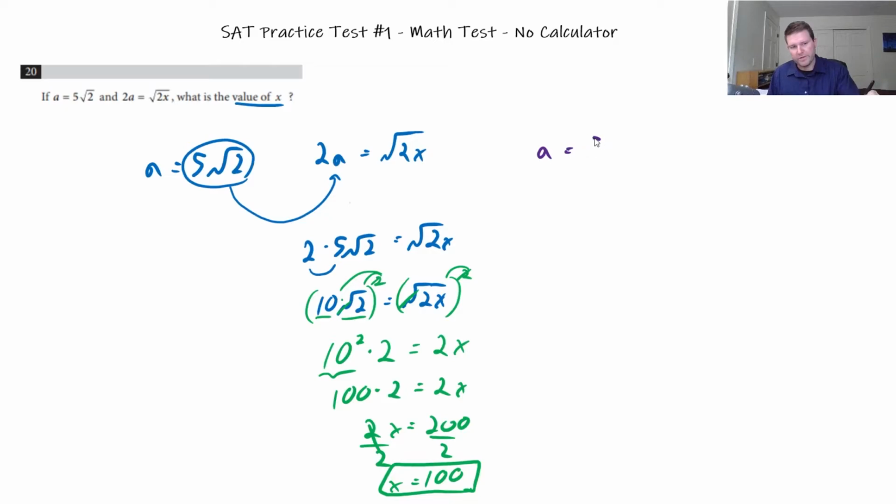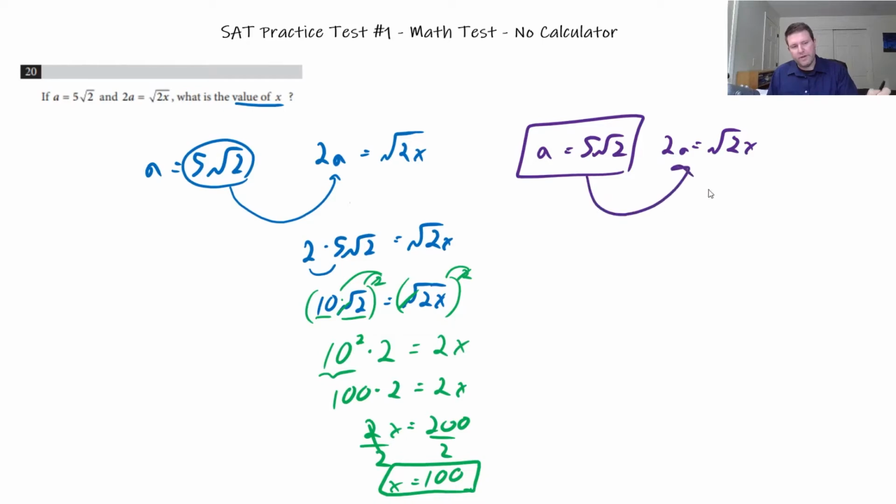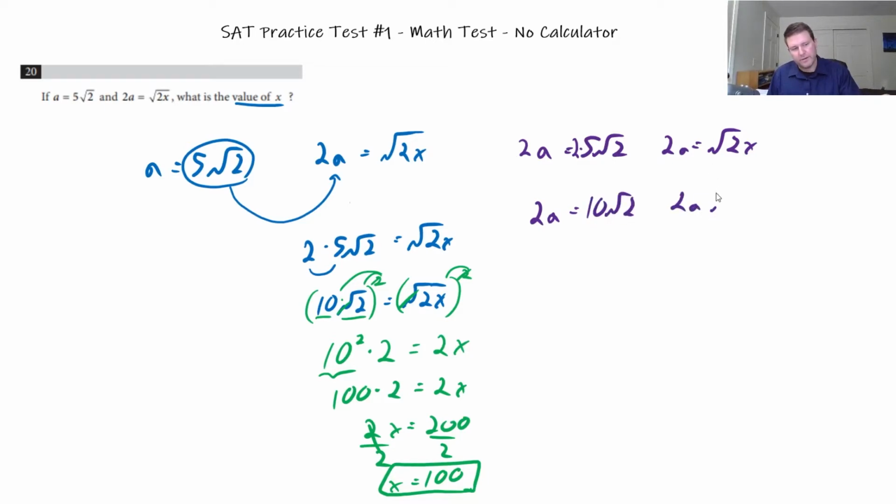Some people recognize, well, a equals 5 root 2, and then they say 2a equals root 2x. They're like, oh, well, I just want to do something to this equation that'll make it look like that. In other words, I just want to multiply both sides by 2, which is totally fine because you're doing the same thing to both sides, right? So you end up getting 2a equals 10 root 2, and then I'm just copying this one down here.